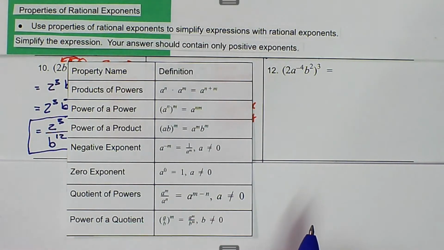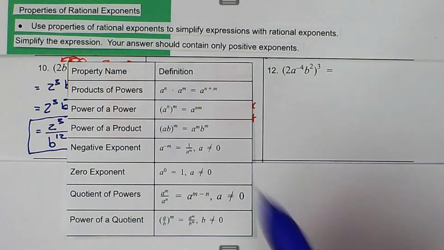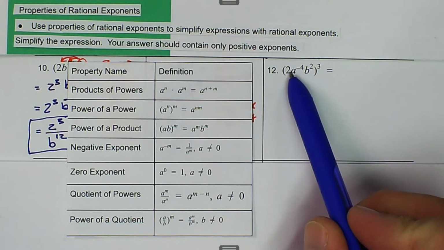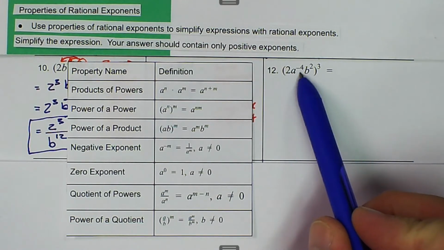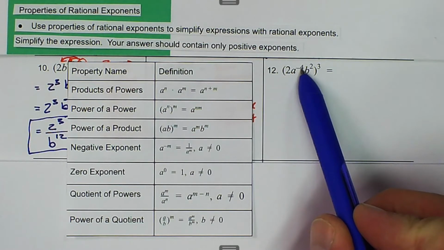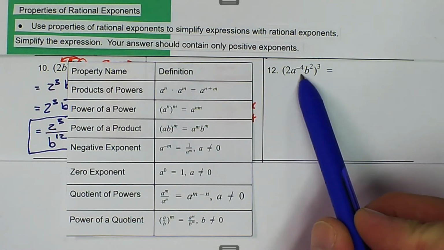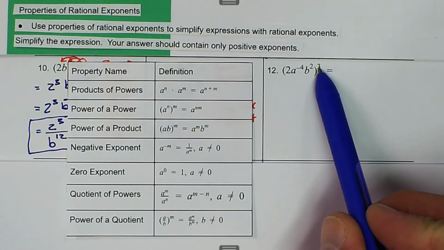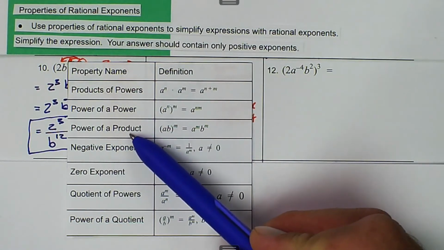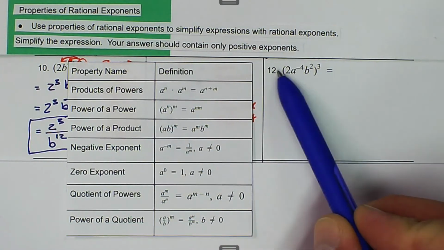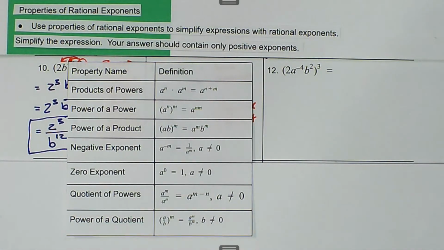Next one we have is 2 multiplied by a to the negative 4th multiplied by b squared, and that is all raised to the 3rd power. So the first thing we have is 2 times a to the negative 4th, and we also have times b squared. So we have 3 products in here. So the first thing we're going to do is power of a product. So we're going to distribute the 3 to all 3 products inside the parentheses.